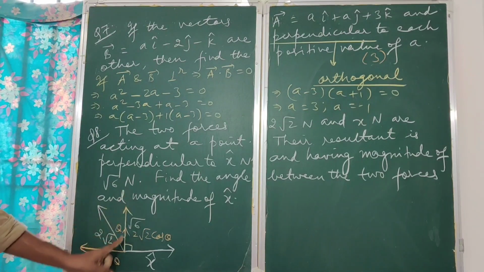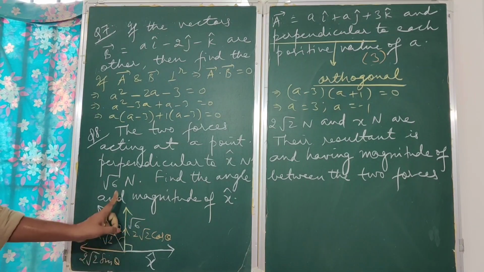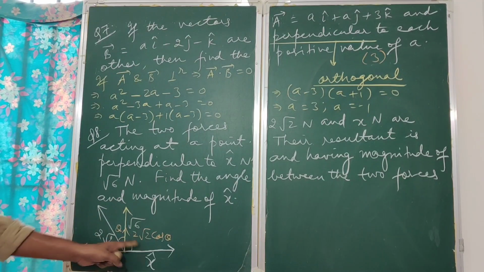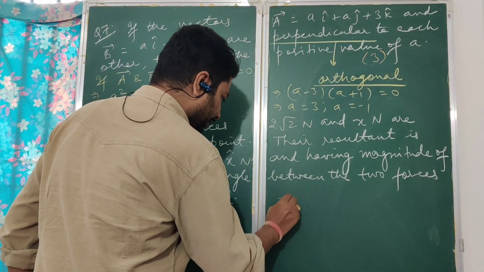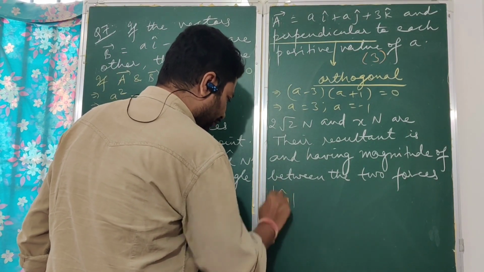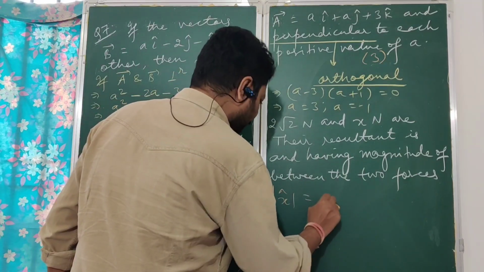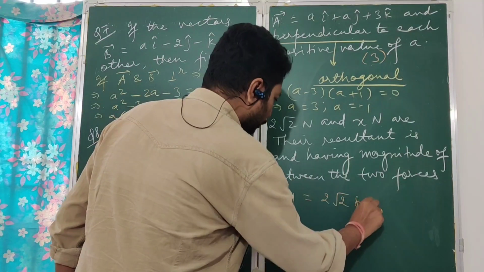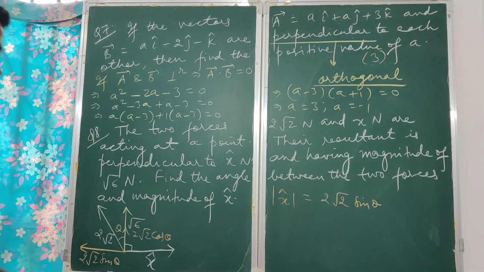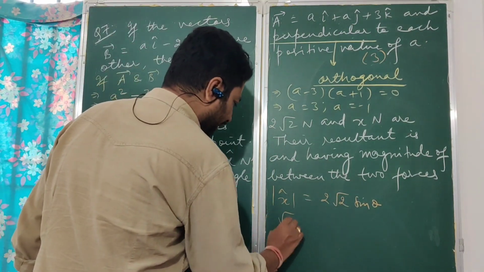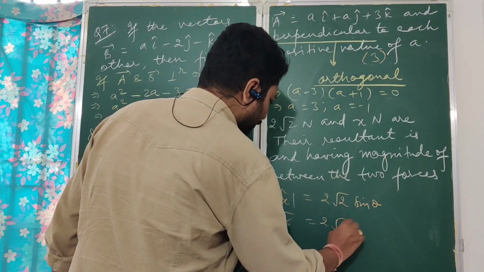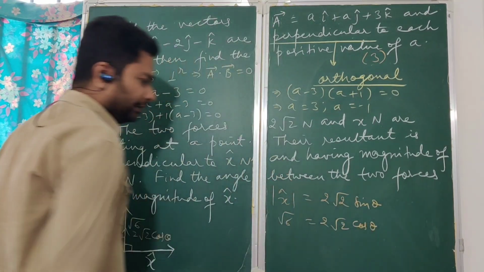So if the resultant is root 6 and it is in vertical direction, that means the net horizontal force is 0, correct? So we can write mod of x as equal to 2 root 2 sin theta, and 2 root 2 cos theta is equal to root 6. So we can write root 6 as equal to 2 root 2 cos theta.